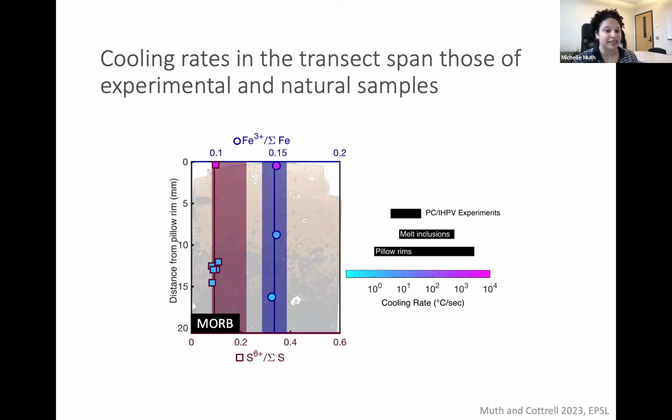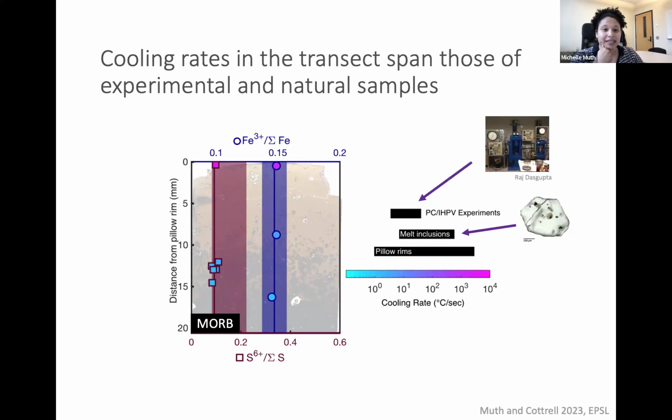So the colored dots in this figure are scaled to a cooling rate, scaled to that color bar shown below. So more purple colors closer to the rim were fast cooled, and more blue colors closer to the interior were more slowly cooled. And we can compare these cooling rates to what we know about the most common types of glass that people study in our field. One of those is external independent estimates for the cooling rate of pillow rims and pillow rim glasses that people have worked with in the past.